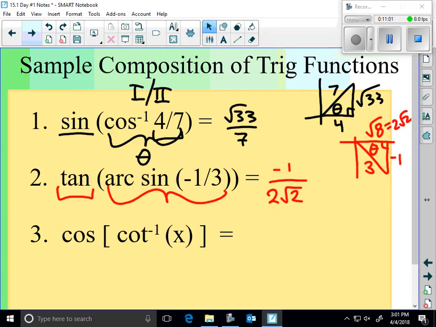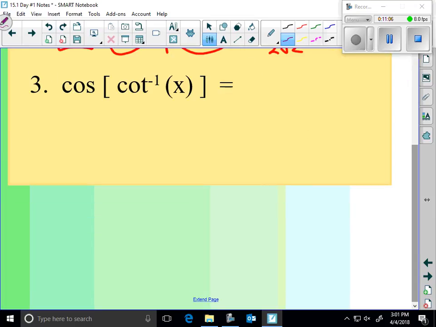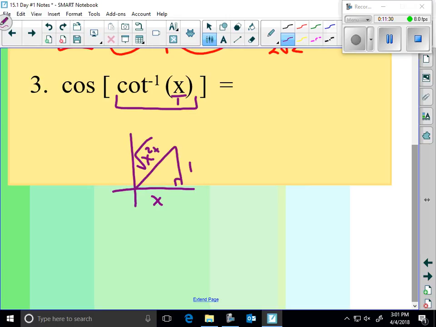All right, let's try one more. Let's go with a different color here. This is a little bit funky. Cotangent of x, inverse cotangent of x. Well, which quadrant would we put that in? Since we don't know the value of x, we're going to put it in the first quadrant. The cotangent is adjacent over opposite. So if this is x over 1, we would have an x here and a 1 here. That would make, using Pythagorean theorem, our hypotenuse the square root of x squared plus 1.